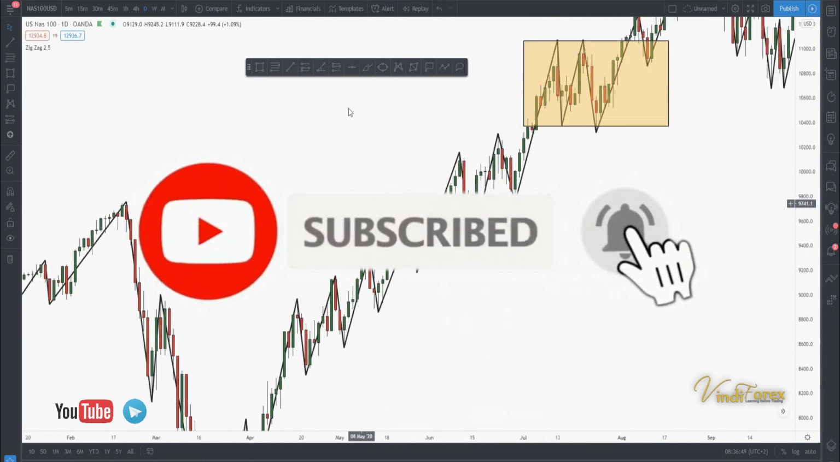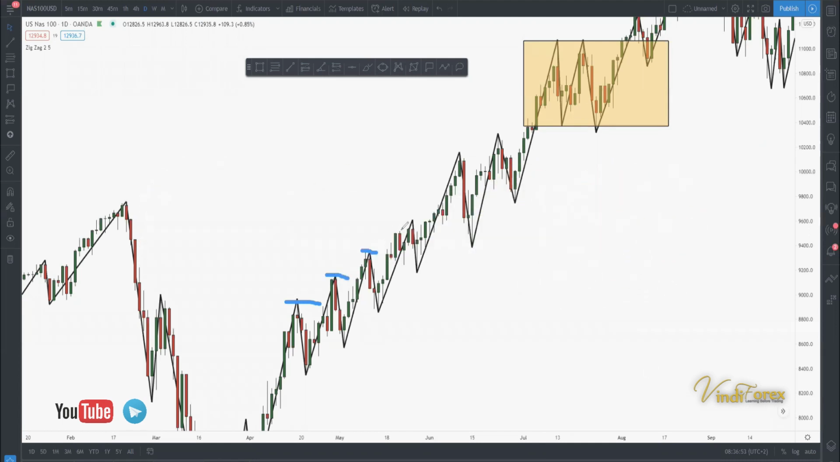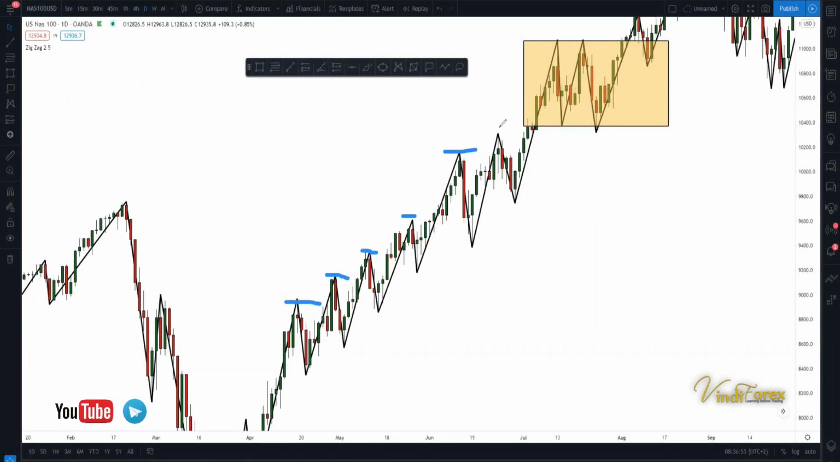Let's go down. You can see here nicely that each and every point was actually moving higher. New highs were created. What is that? That is an uptrend. You can see these points were moving up as well, moving up, moving up, but yet they failed to create new highs.